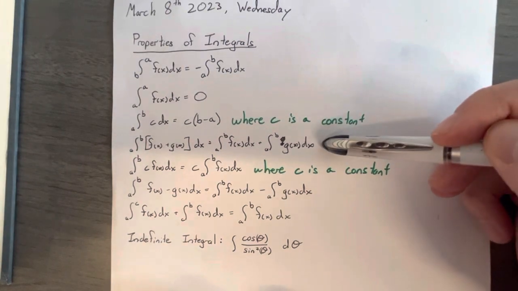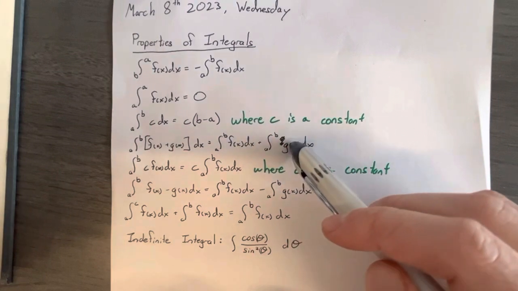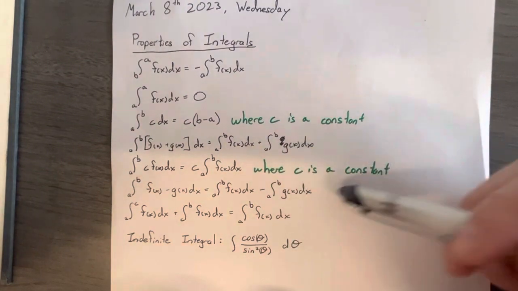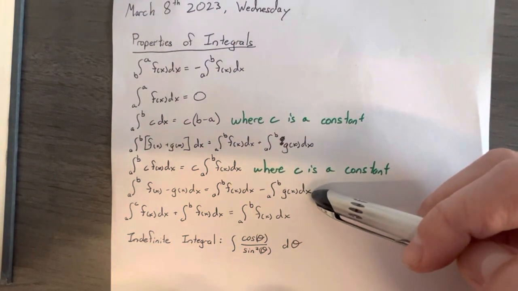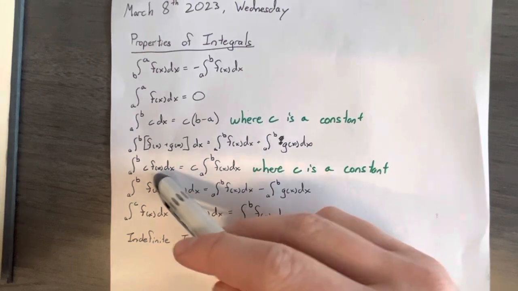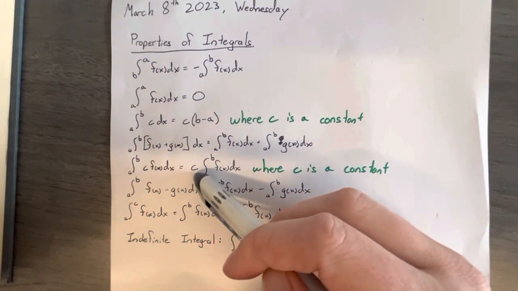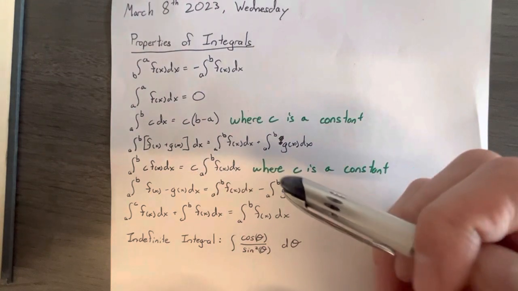An addition property: if you're adding two functions for an integral, you can split them and look at each of them individually and add them. Same thing with subtraction. This one I just skipped over here is if there's a constant being multiplied by a function, you could just find the integral of that function over the range and multiply it by c.